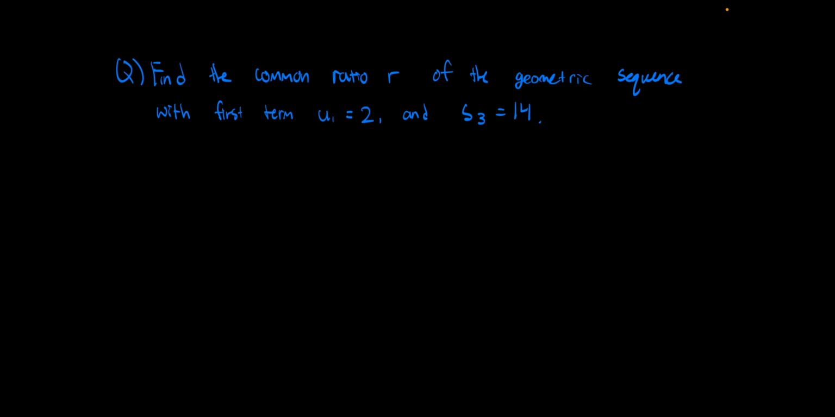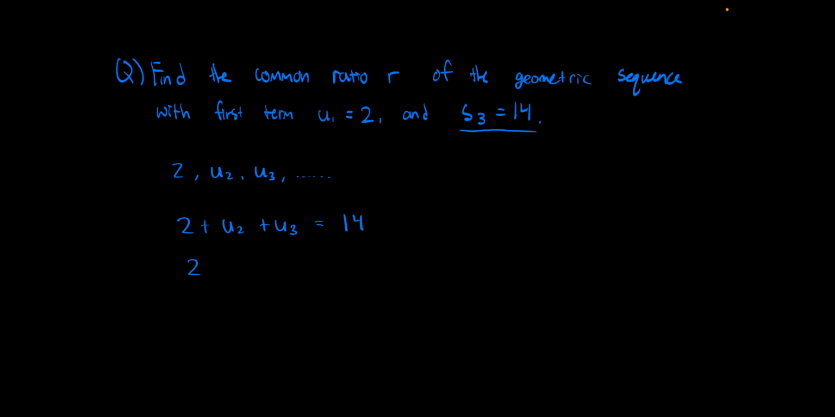Find the common ratio r of the geometric sequence with first term u of 1 equals 2 and s of 3 equals 14. So let's first visualize this. We have a sequence with 2, comma, u of 2, comma, u of 3, and so on. And if we take this piece of information that the first 3 terms sum to 14, it becomes 2 plus u of 2 plus u of 3 equals 14.